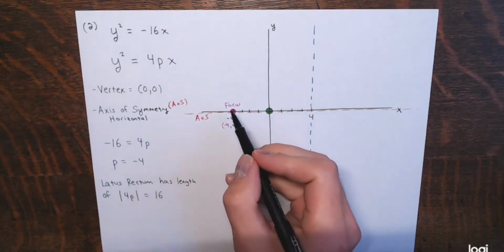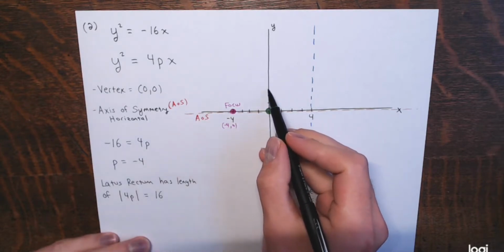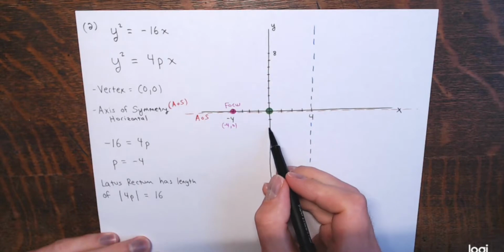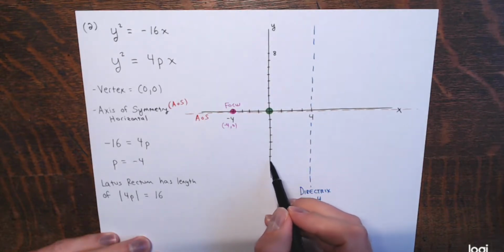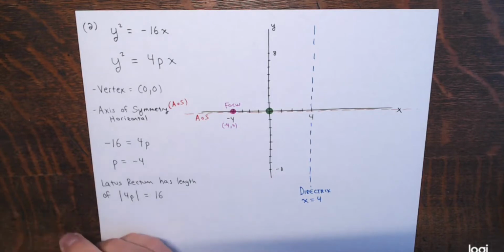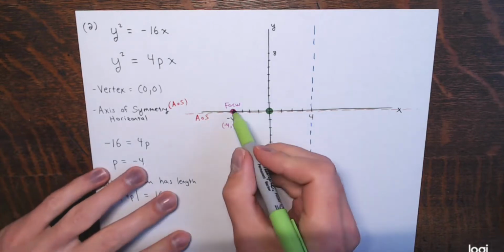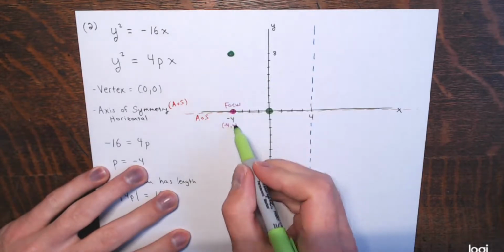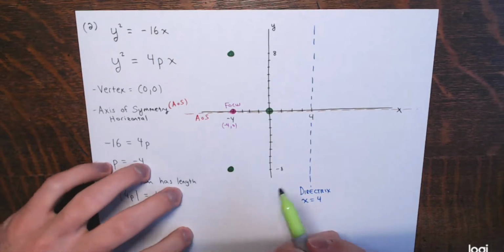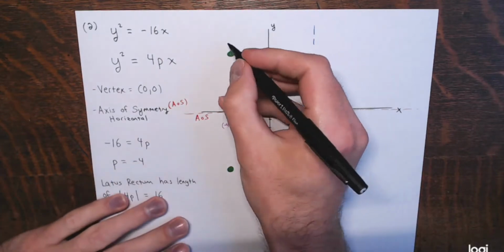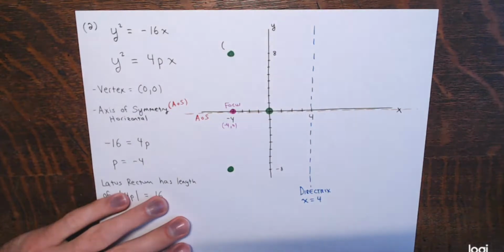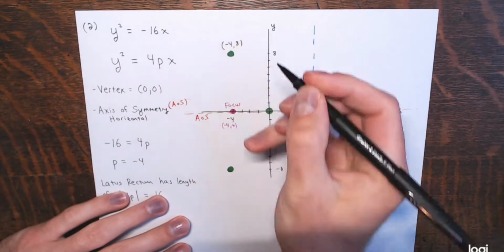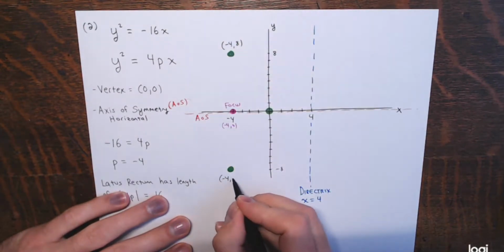So I'm going to go from the focus, go 8 units up, and 8 units down. And those will be endpoints of the latus rectum, points on the parabola. So from the focus, 8 units up, 8 units down, and I'll label these, here are some points on the parabola. These are actually solutions of the equation, and you can check them out yourself. So -4, 8 is one endpoint of the latus rectum, and -4, -8 is the other one.